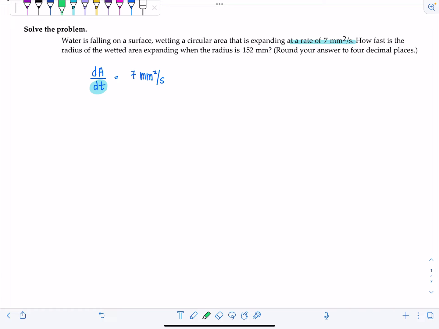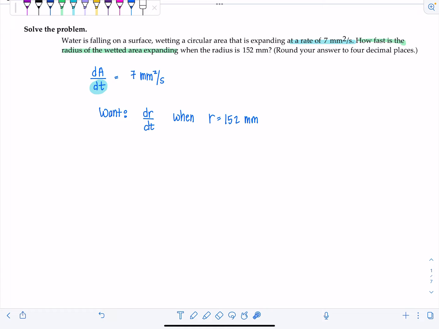Okay, what do they want from us? They want to know how fast is the radius expanding. So what they want is the rate of change of the radius. So they want dr/dt when r is 152 millimeters. When they give you that one specific piece of info that relates to the moment of time that they're interested in, you save that for the end. Okay, so the 152 millimeters, we're saving that for the end. I want dr/dt, and they gave me dA/dt.